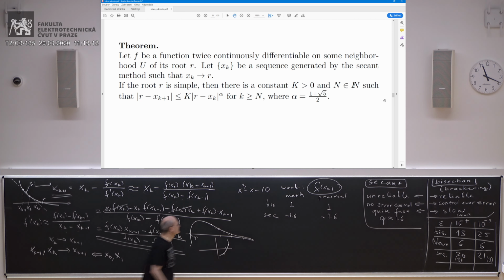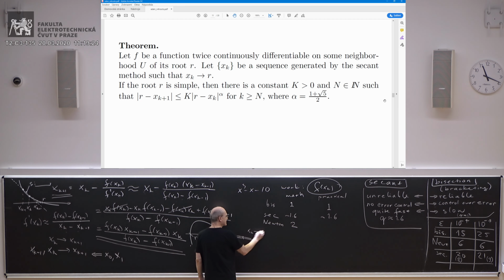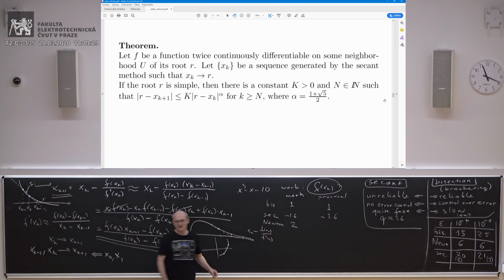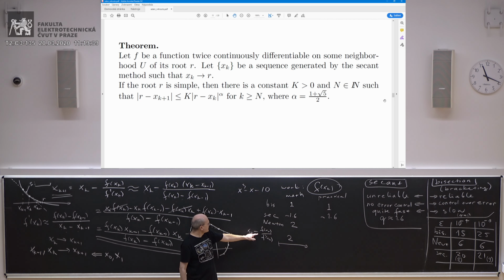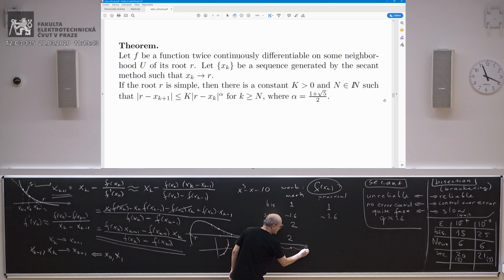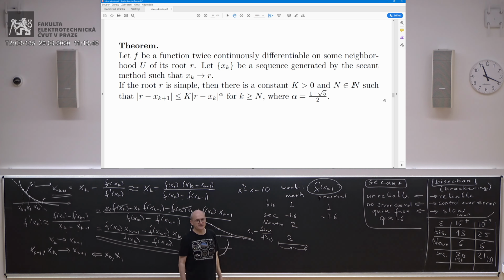Let's have a look at the Newton method. Theoretical order, 2. How about the practical one? How many times do you have to evaluate for Newton? xk minus f(xk) over f prime(xk). You have to evaluate twice. So it actually means that one step in Newton, order 2, is in fact, from the practical point of view, represented by 2 steps. Each has one evaluation of f.